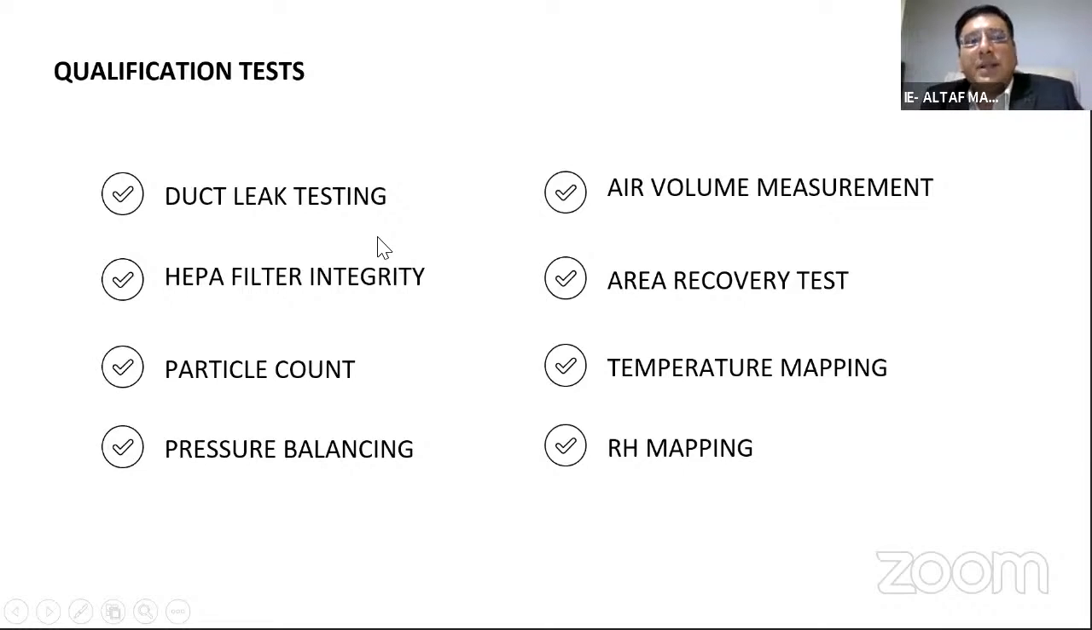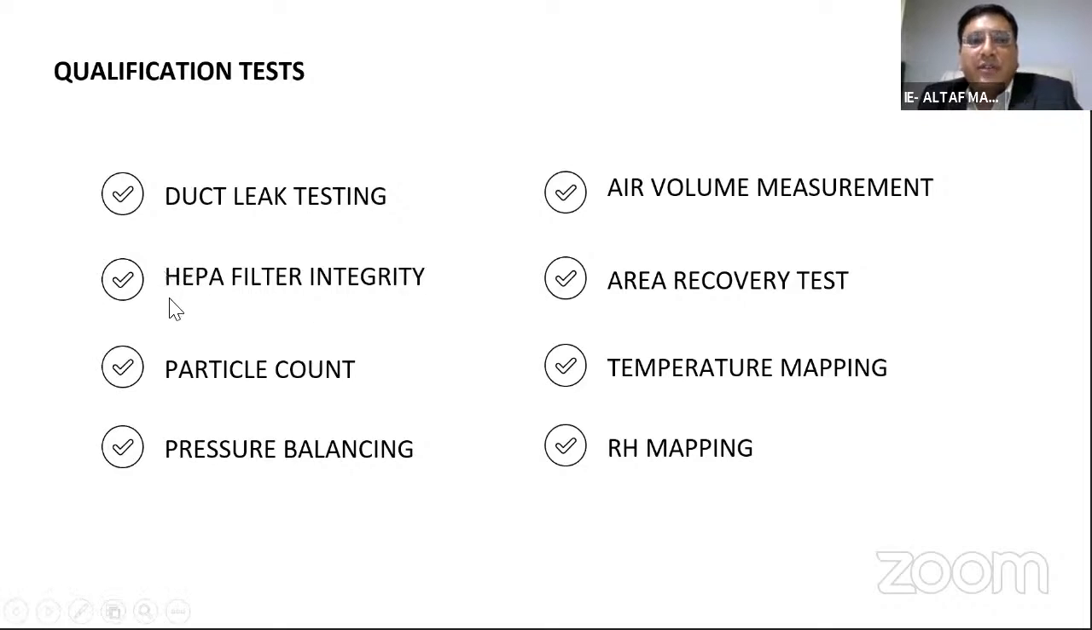The third test is once the air quantity measurement is done and it is set as per design, as per DQ, what we say design qualification, then we do the HEPA filter integrity test. Now, in the HEPA filter integrity test, we do two things. One is the media leakage and the other is the site leakage portion. That is carried out once all your HEPA filters are installed and put in place, and once air quantity measurement is done.